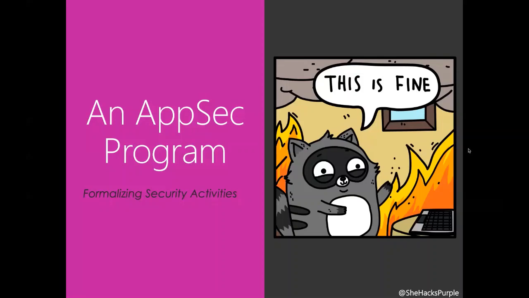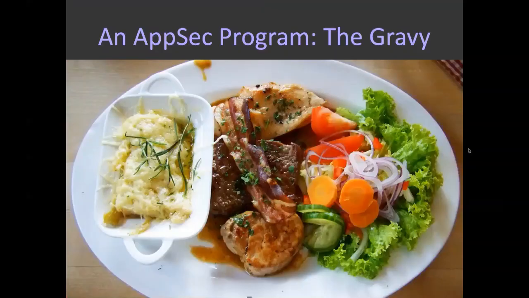I'm going to talk about a bunch of different things that could be part of an application security program and what they are. What are these activities? How do we do them? And then in the last part of this talk, I'm going to talk about how you, the person watching this video, can go to work tomorrow and push left. Let's do this. Okay, so an application security program, the gravy.